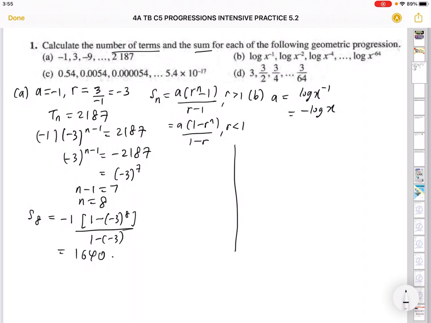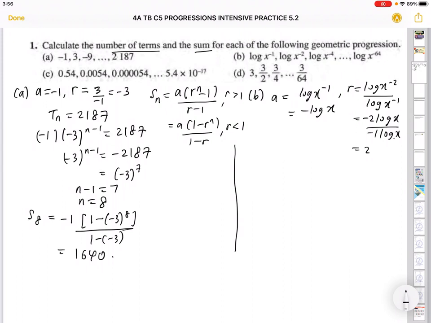Your common ratio would be T2, which is log x^-2, divided by T1, log x^-1. Actually, when you bring the power down, it's -2 divided by -1, right? And this is just 2. Your common ratio is just 2.